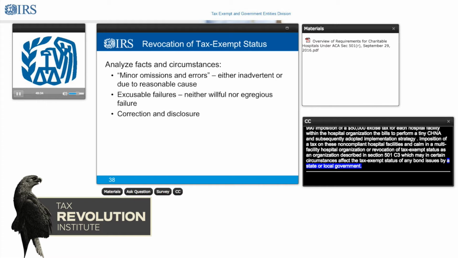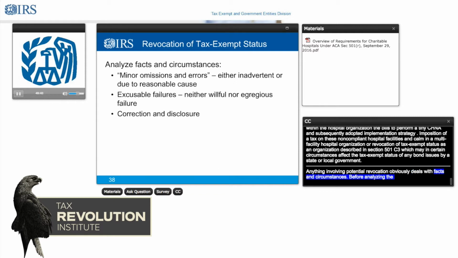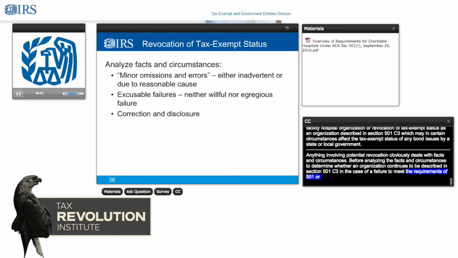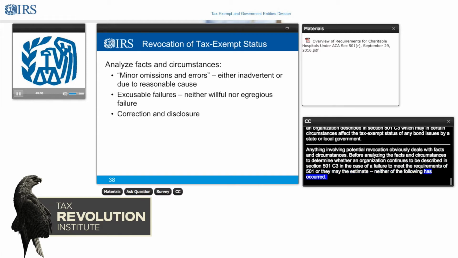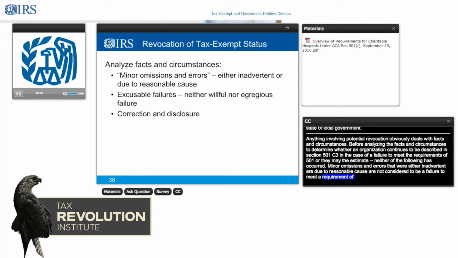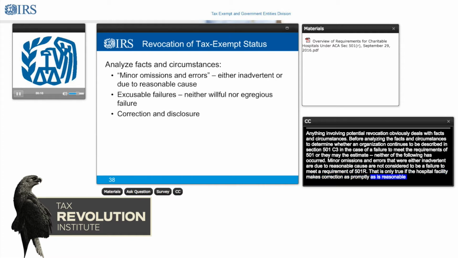Anything involving potential revocation obviously deals with facts and circumstances, and before analyzing the facts and circumstances to determine whether an organization continues to be described in Section 501(c)(3) in the case of a failure to meet the requirements of 501(r), it must first be determined that neither of the following has occurred. First, minor omissions and errors that were either inadvertent or due to reasonable cause are not considered to be a failure to meet a requirement of Section 501(r). That's true, however, only if the hospital facility makes correction as promptly after discovery as is reasonable, given the nature of that omission or error.